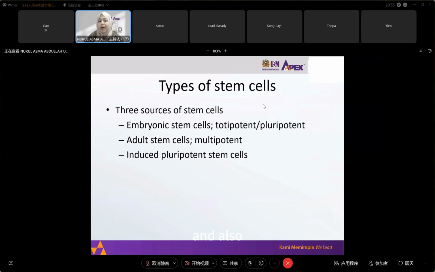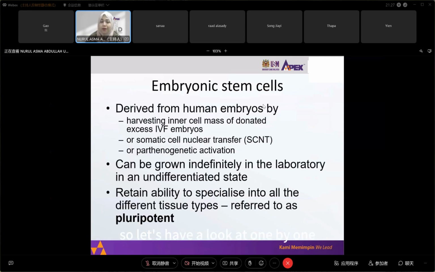All right. The third category of stem cells is called induced pluripotent stem cells. Induced pluripotent stem cells are basically somatic cells that you can isolate, for example, from your skin, epithelial cells. Given certain growth factors, the skin cells can differentiate into induced pluripotent stem cells. So let's have a look at them one by one so that you can understand what the differences are.